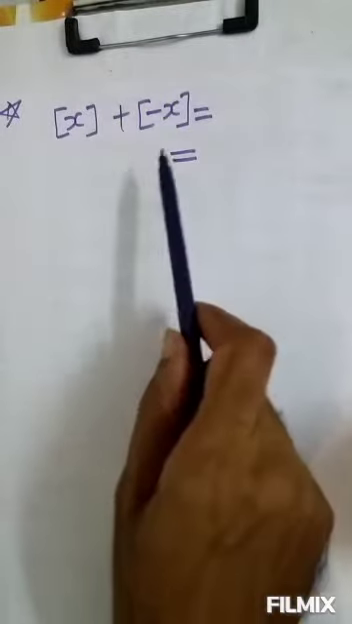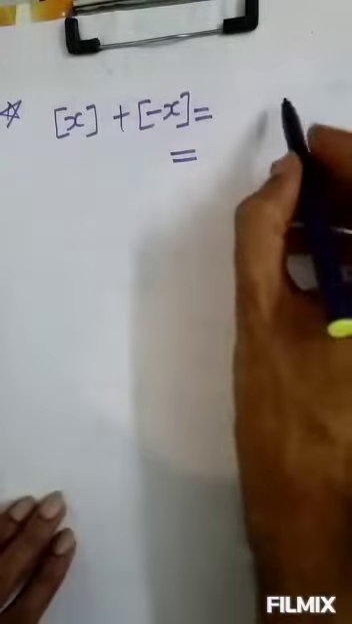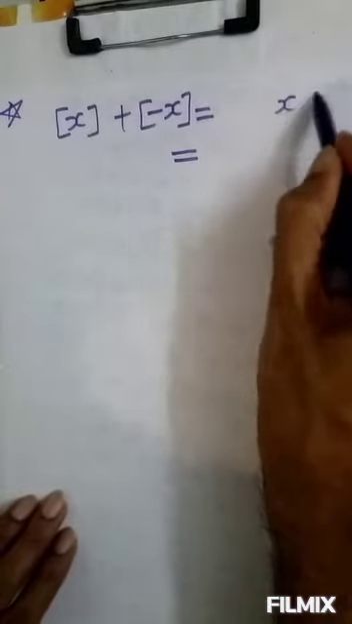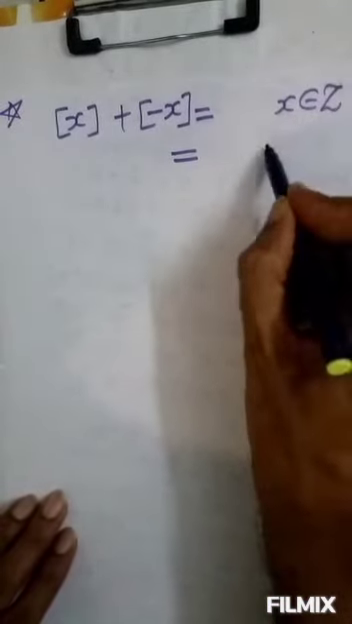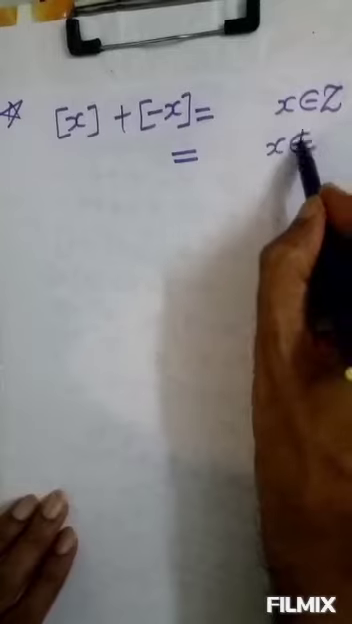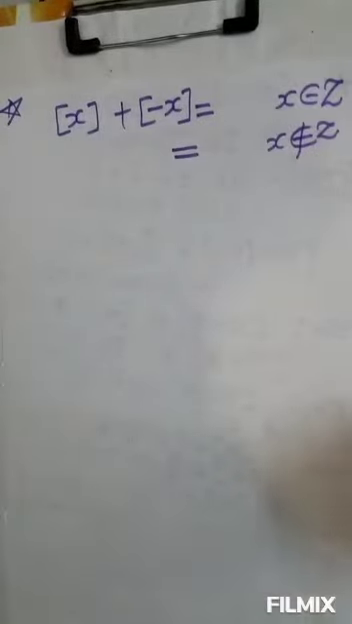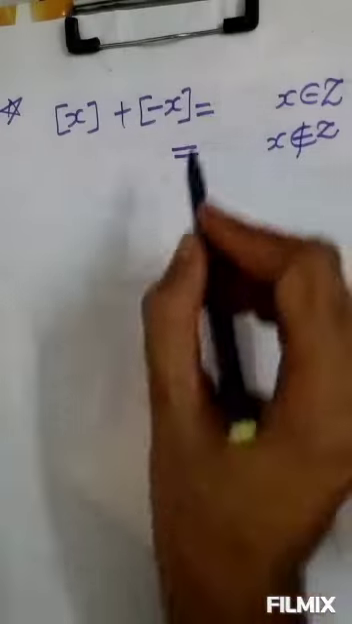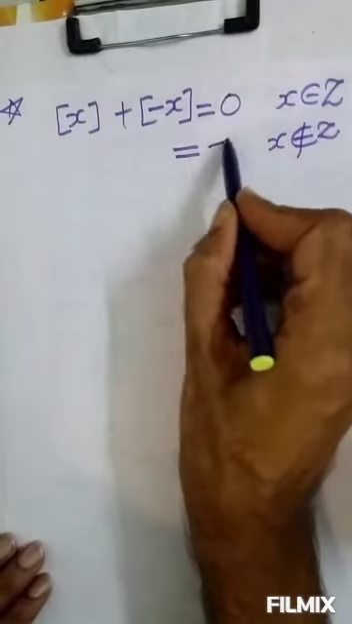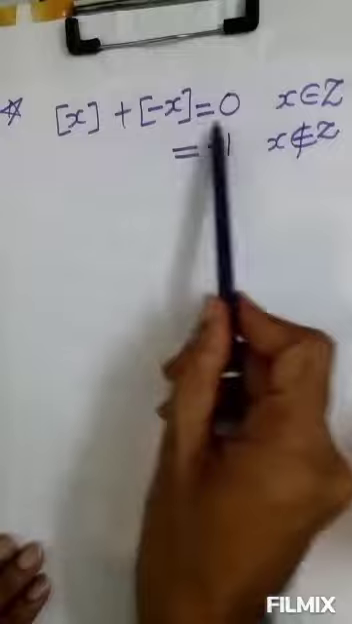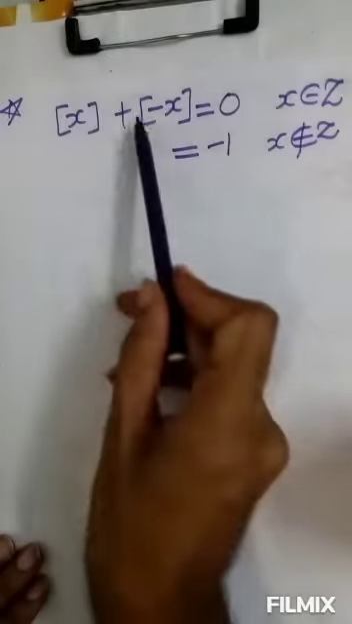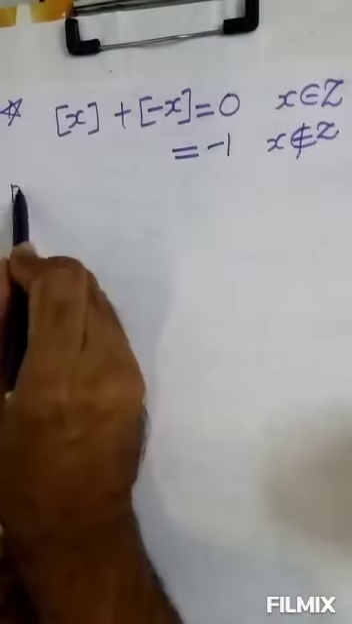The next property is this: greatest integer x plus greatest integer of minus x is equal to what? I will give you two cases: when x is an integer, and when x is not an integer. What do you think it should be? If you verify with some examples, you will see this is 0, this is minus 1. This we already did in the previous example. How will we establish this?